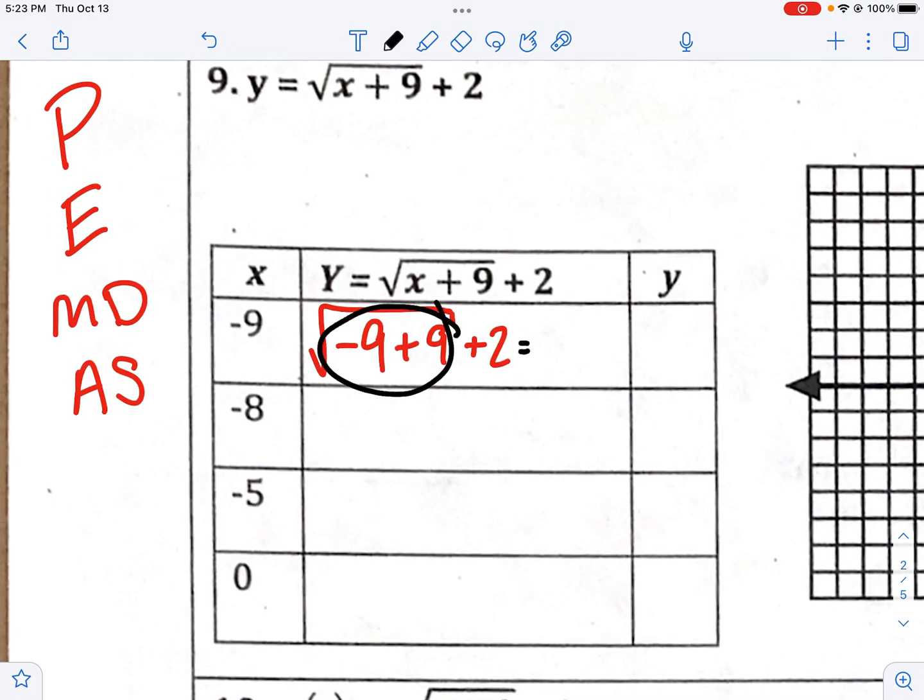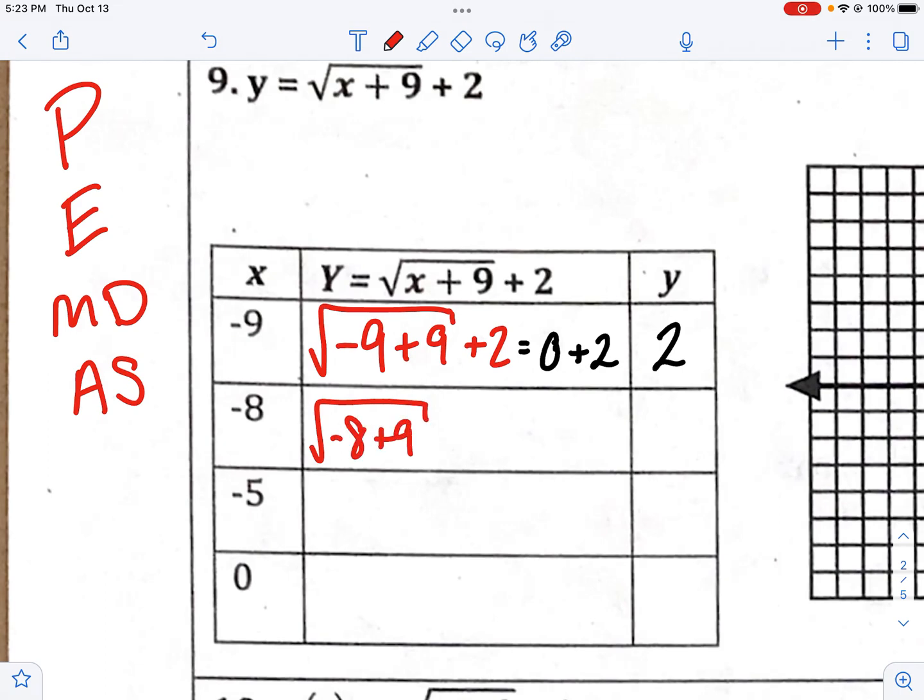Now, when I simplify, -9 plus 9, that's the square root of 0. Well, the square root of 0 is 0. Plus 2 means my final answer is 2. All right, let's try another one.